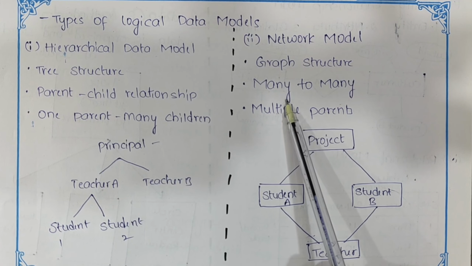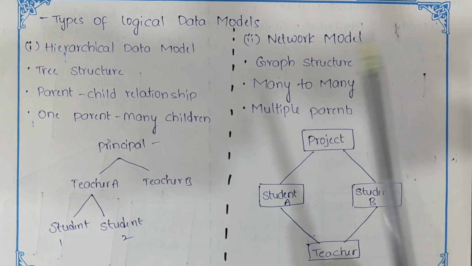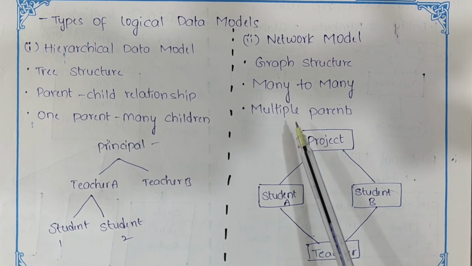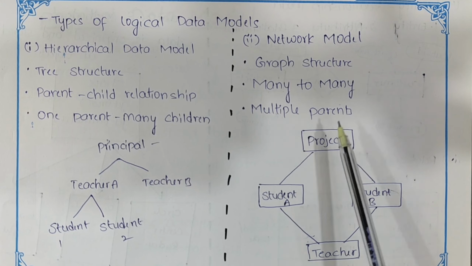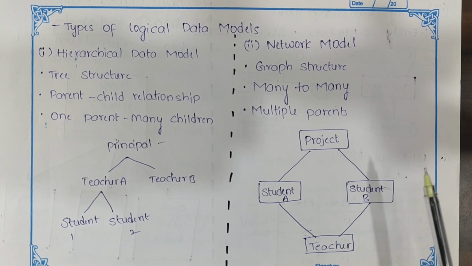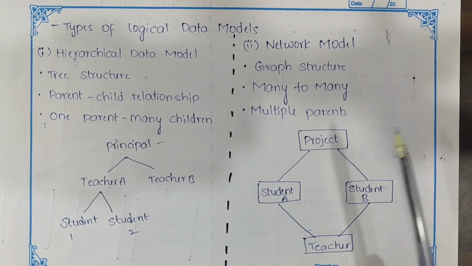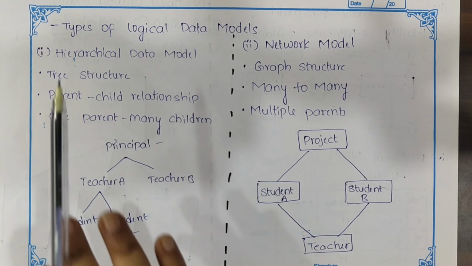When it comes to the network model, it builds a graph structure. It is an improvement to the hierarchical data model where many parents can have many children and many children can have many parents. For example, a student can work on multiple projects and one project can be assigned to multiple students. This is the way the network model works.